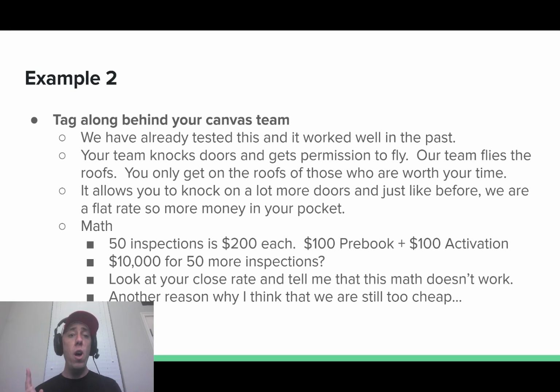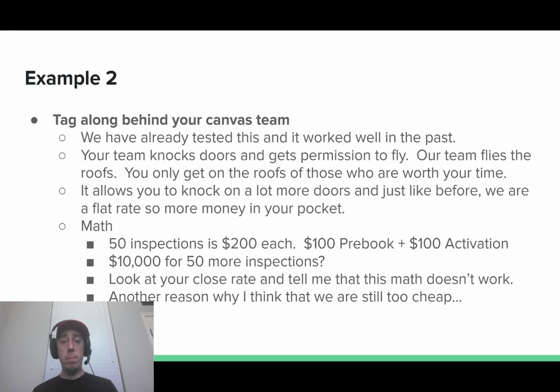So, and this is the math, and this is what I just think it makes a ton of sense. So for the math, 50 inspections is what we're looking for per market, and that's at $200 each, $100 for the pre-book, $100 for activation. Now, obviously, if you do it in the next 2 days, you can get it for $60 pre-book and $100 activation. But the point is, you're looking at around $10,000 for 50 more inspections.